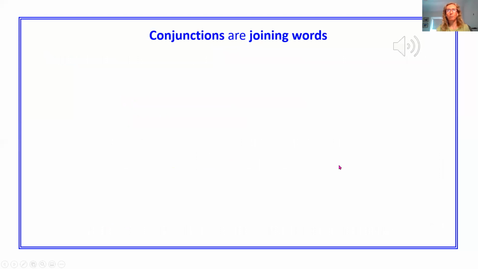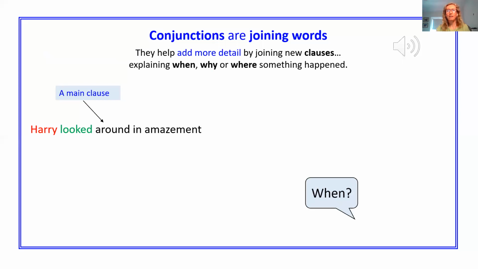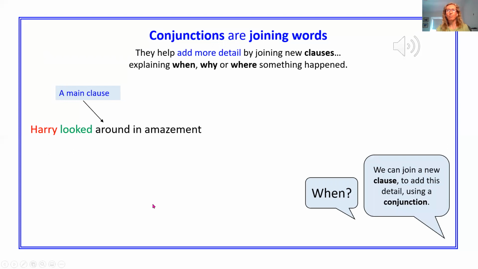Conjunctions are joining words, and they help add more detail by joining a new clause. They can explain when, why, or where something happened. So Harry looked around in amazement is the clause, the main clause. When, in this sentence, is the conjunction, and then we're going to add a new clause that adds more detail.